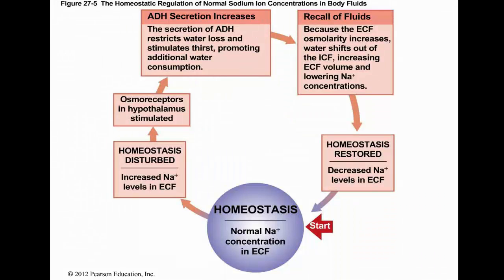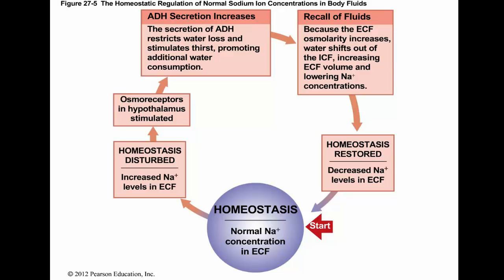So we're at the bottom of the diagram where the red arrow says start. So homeostasis, where the body is in balance, has a normal amount of sodium concentration in the extracellular fluid. Then we move, following the arrow, to the left. There is a disturbance in homeostasis resulting in an increase in sodium levels in the extracellular fluid. This increase causes the osmoreceptors in the hypothalamus in the brain to be stimulated. They are stimulated and they cause the secretion of antidiuretic hormone.